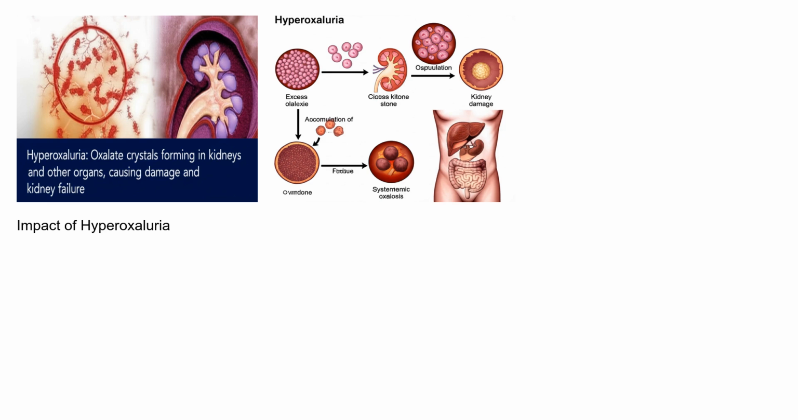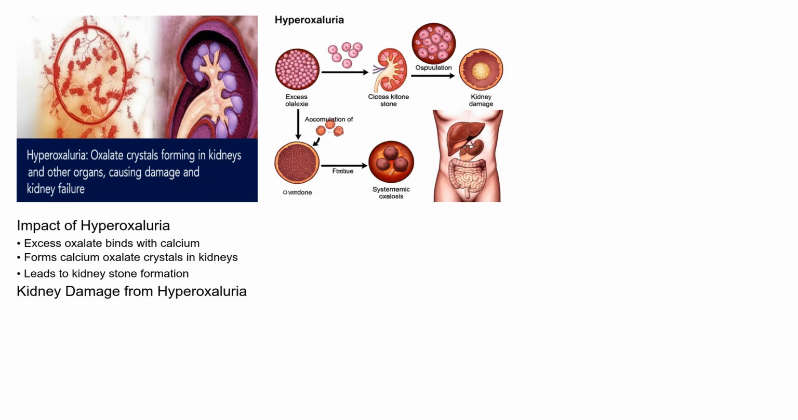Now let's understand how hyperoxaluria impacts the body. Oxalate, when present in excess, combines with calcium in the kidneys to form calcium oxalate crystals. These crystals can accumulate, leading to kidney stones. Over time, these stones can cause blockages, damaging the kidneys and leading to kidney failure. The accumulation of oxalate crystals isn't limited to the kidneys. In advanced cases, they can deposit in other organs and tissues, a condition called oxalosis, causing widespread damage.